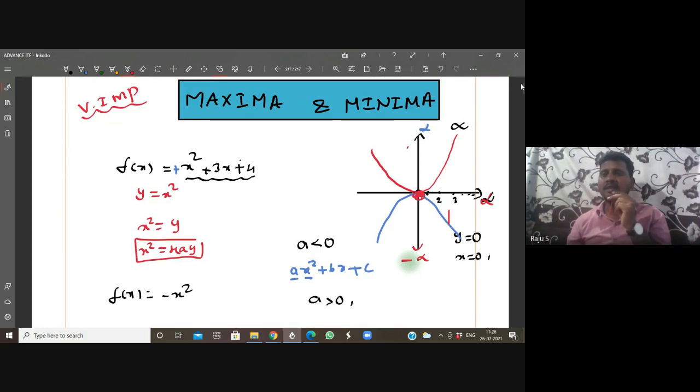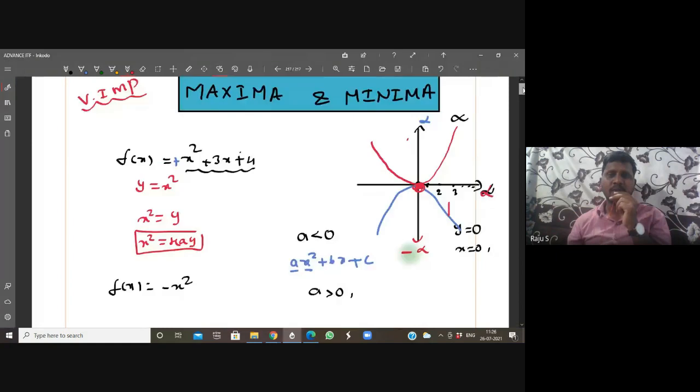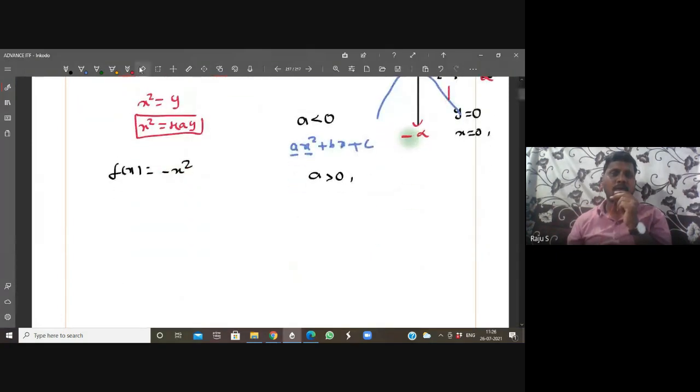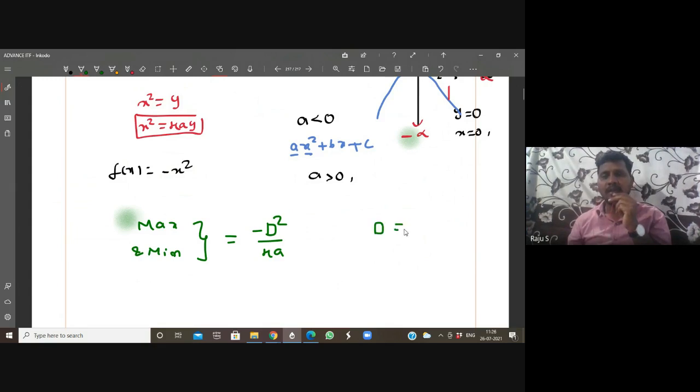So whenever it is a quadratic equation, what about maximum and minimum? The maximum and minimum value is given by only one formula, that is minus D square by 4a. So what is capital D? Capital D is the discriminant.